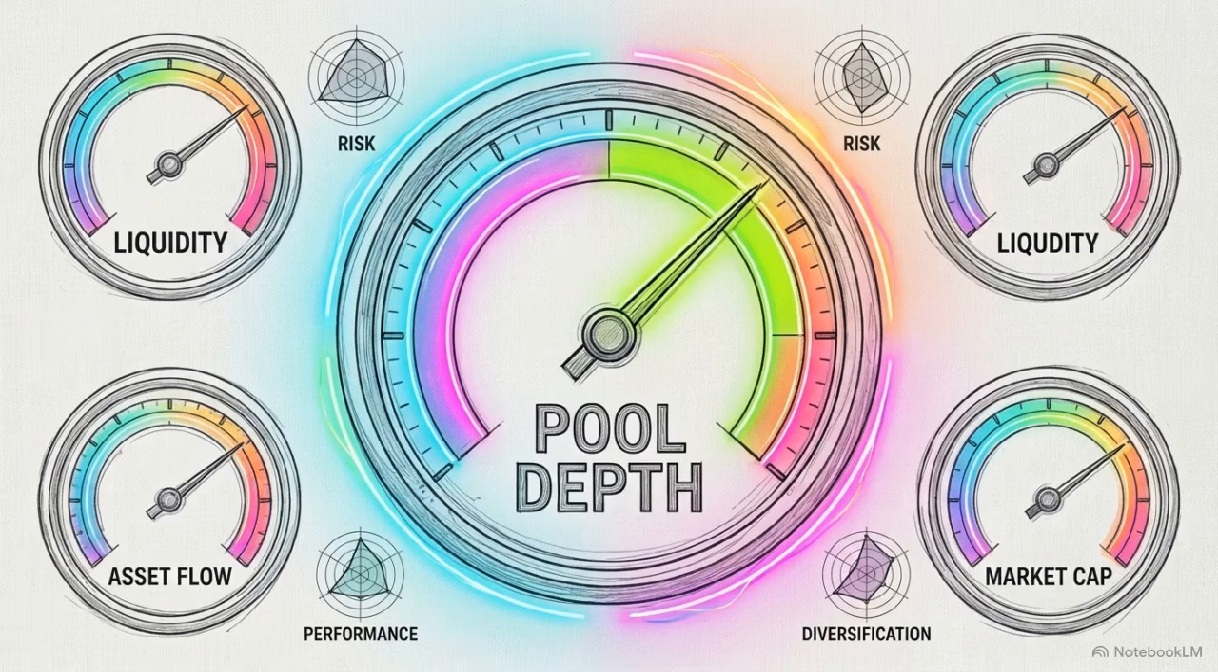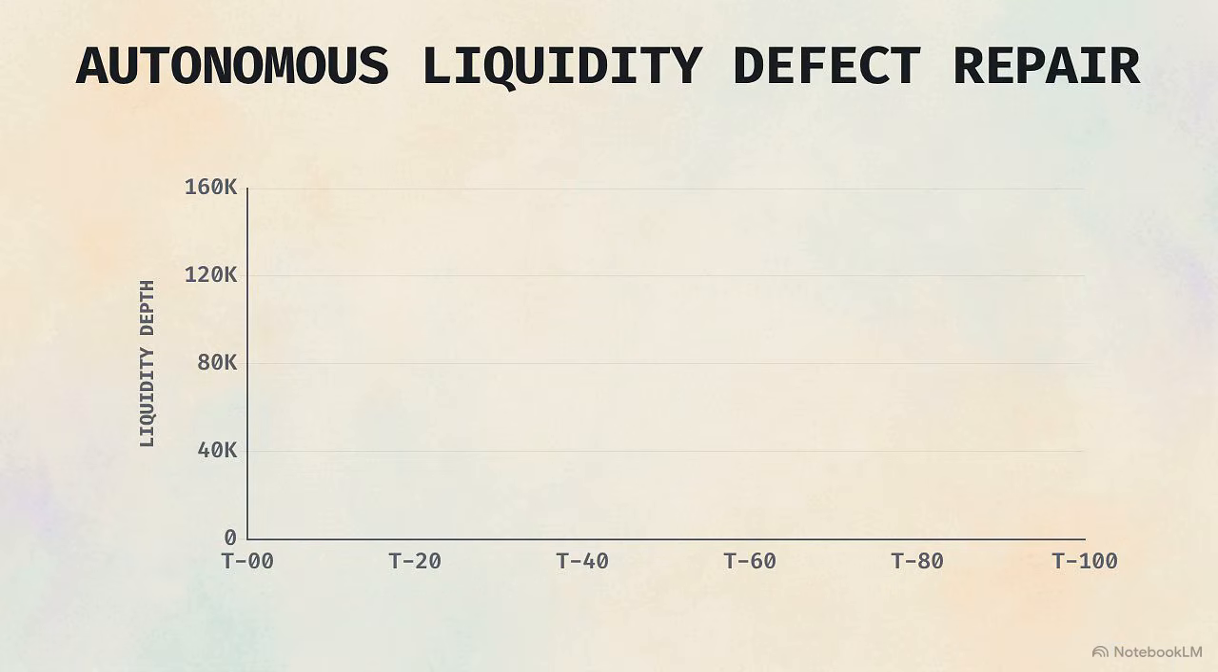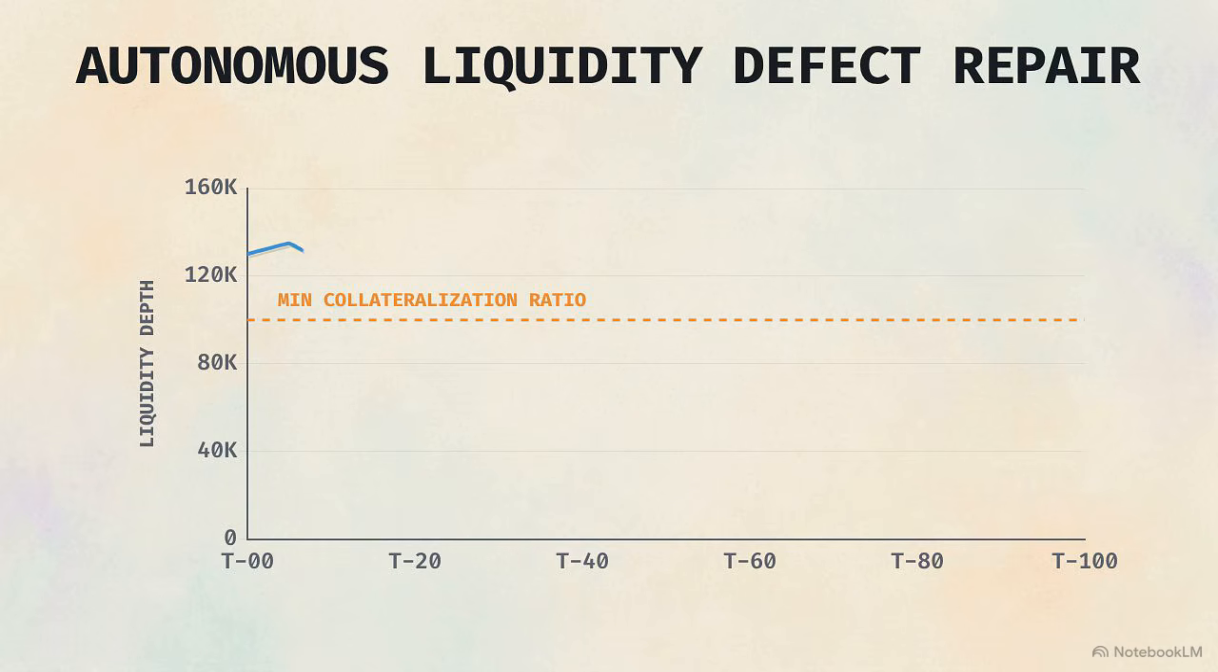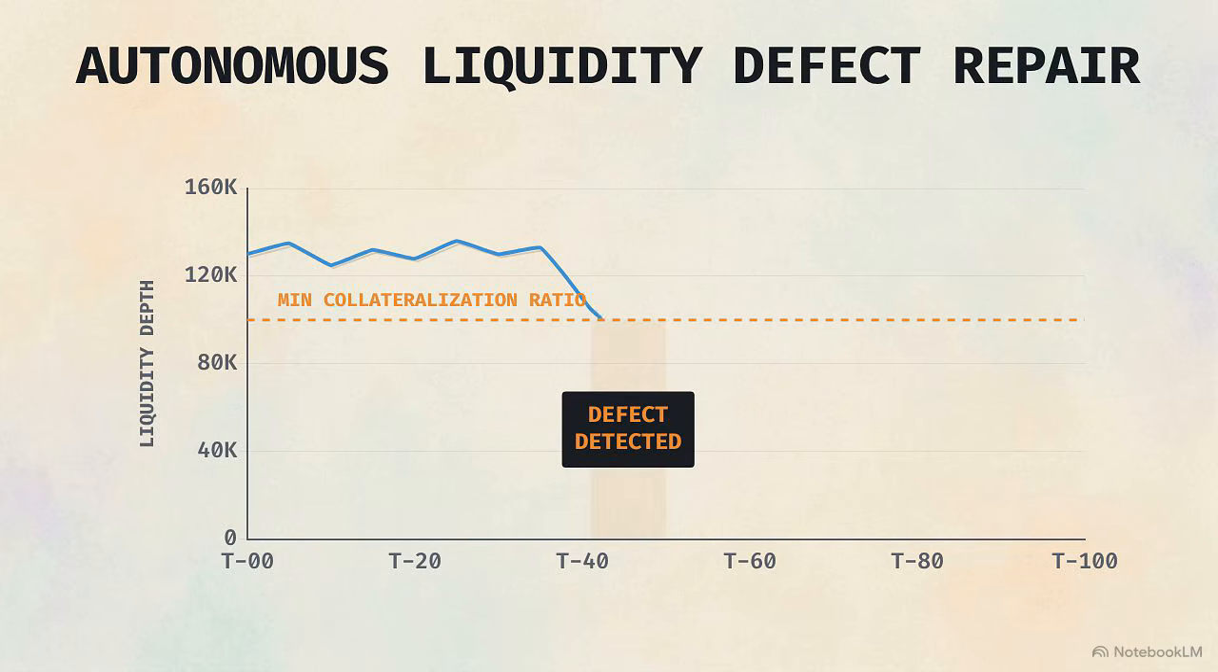The final core OS piece is the defense mechanism. We code algorithmic monitoring loops into the engine to actively track live liquidity pool depths. This chart tracks our live liquidity pool. Within this loop, we program explicit threshold parameters, represented by this horizontal line, which define the minimum safe collateralization ratio for the ledger. We script an autonomous defect repair function to enforce this.